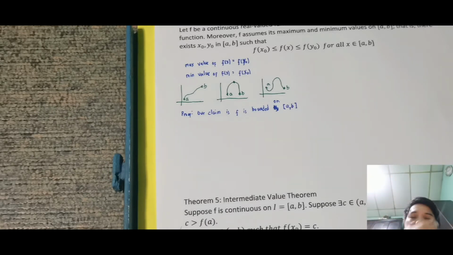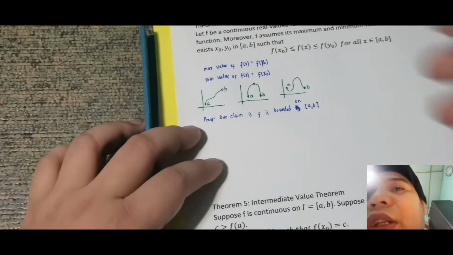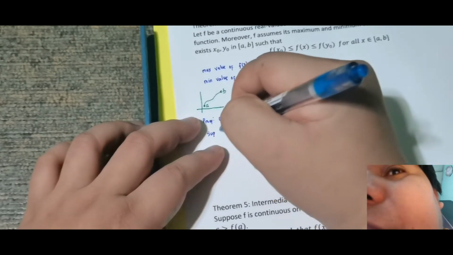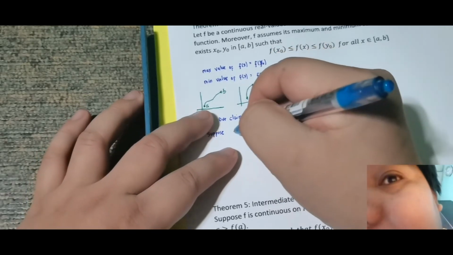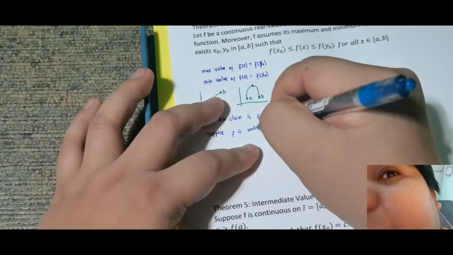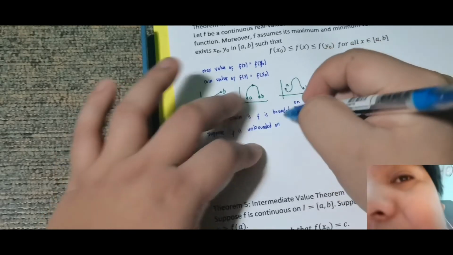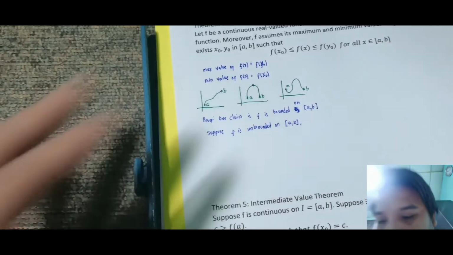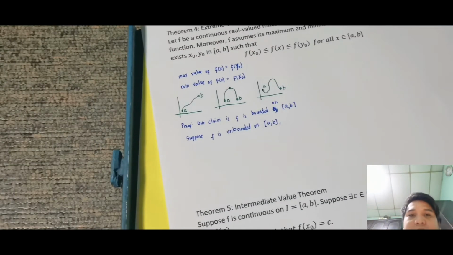Okay, nga, suppose F is bounded. Ngayon, ayun yung claim. Ayun yung gusto natin ipakita. Ayun yung proof. Ngayon, suppose natin yung contrary. So, mag-contradiction tayo. So, suppose F is unbounded on AB. Okay. Ano ibig sabihin nun? Suppose F is unbounded on AB for every n.